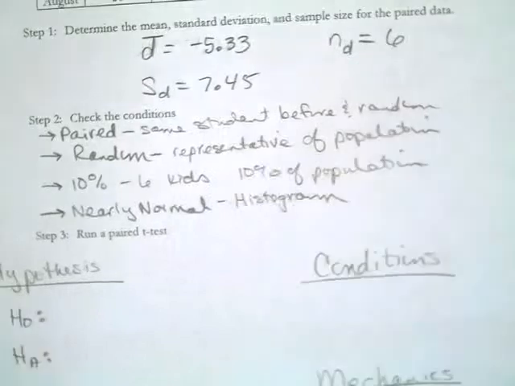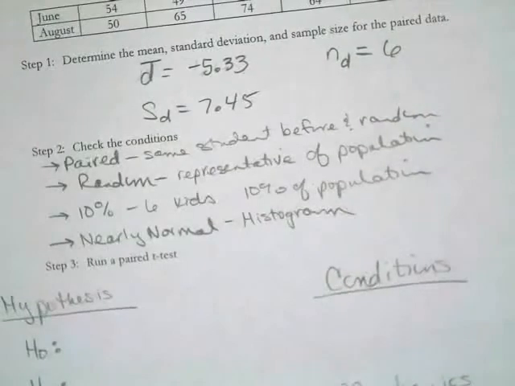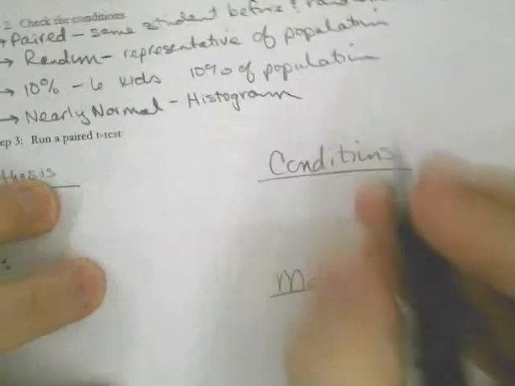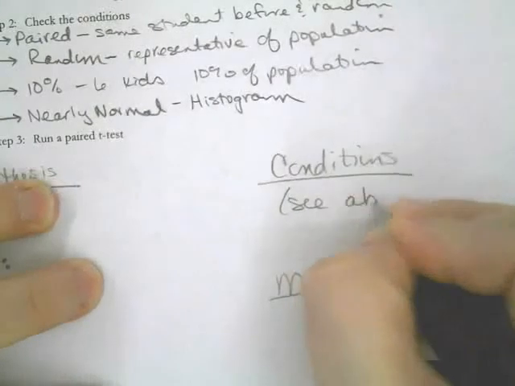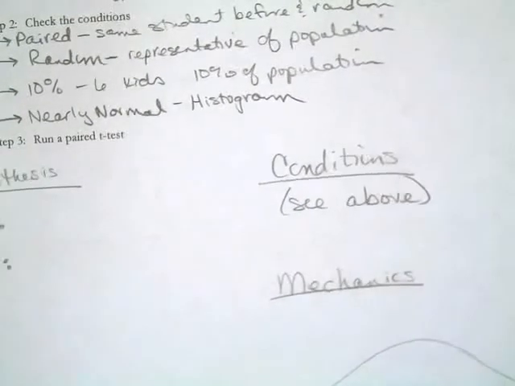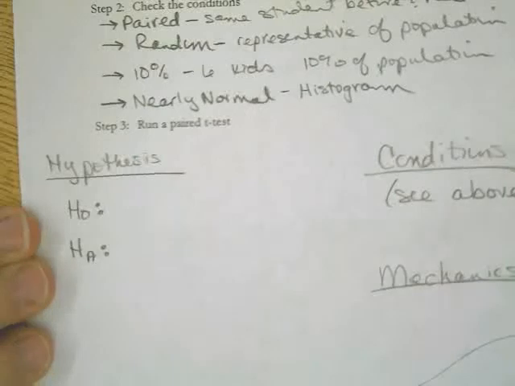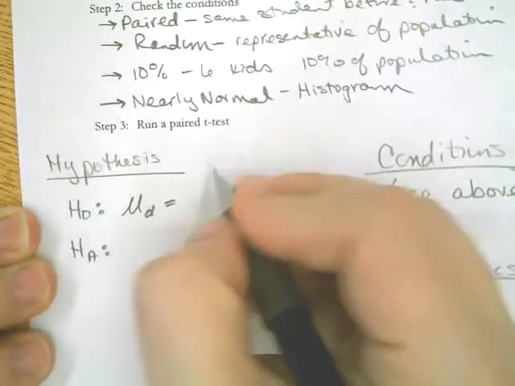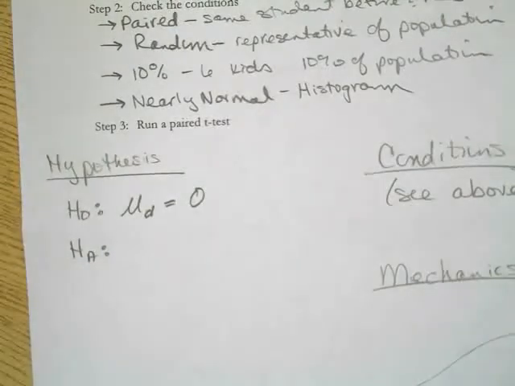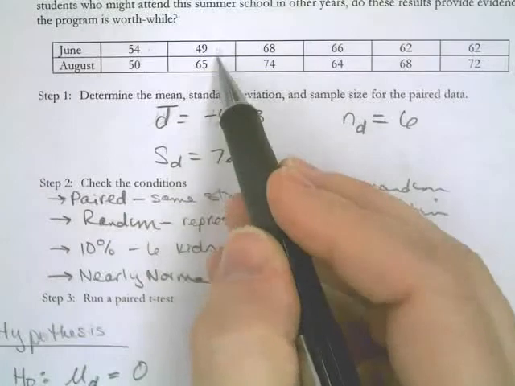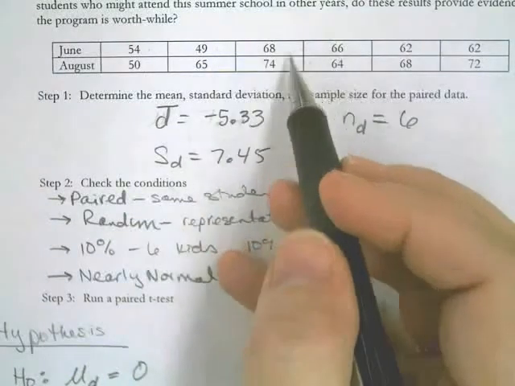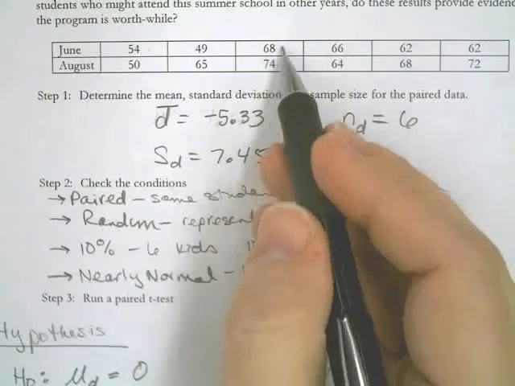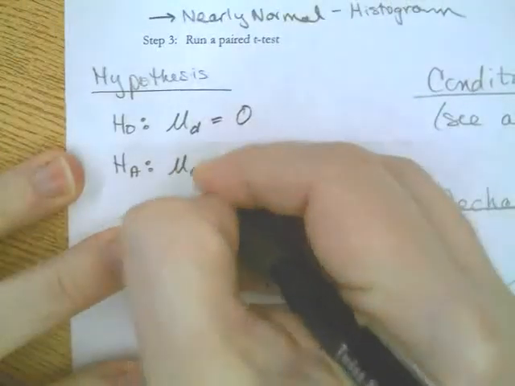Okay, so after we've checked the conditions, now we'll run the paired t-test. For the conditions here, we're just going to say see C above. We're not going to do it again because we already did it up there. So our null hypothesis is saying that nothing happened. That means that the mean difference is 0. There's no change. But we're trying to see if they scored better. And if they scored better, that means the August number is higher. So that means that we have a negative number because 68 minus 74 is negative 6. So our alternative hypothesis is going to be that it's less than 0.